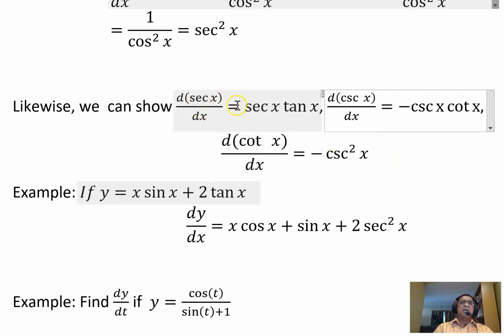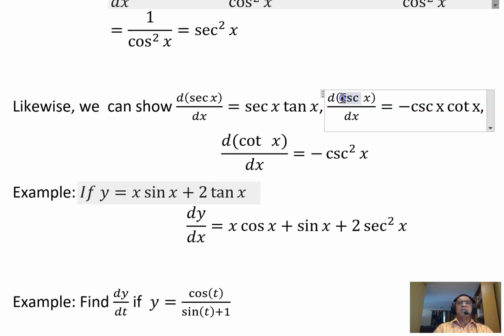So how do you get this? For example, I'm not going to do this, but secant x is 1 over cosine x, right? So if you want to take the derivative of 1 over cosine x, because it's a fraction, you can use the quotient rule, and if you use the quotient rule, you get that.